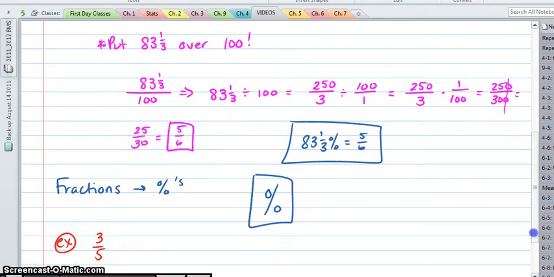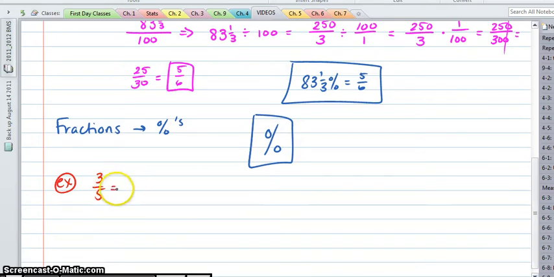So the first way I said we could do that was to set up a proportion and figure this out. I know it has to equal some part over 100. We can cross multiply, but I'm sure you've seen here that 5 goes into 100 really nicely. We can multiply by 20. So I can multiply by 20 in the numerator as well to get a numerator of 60. So this equals 60 100ths.